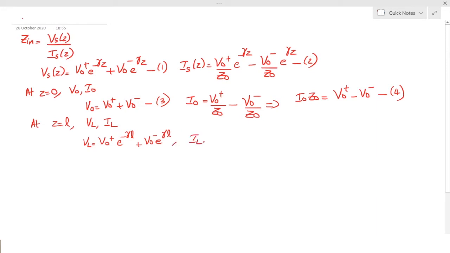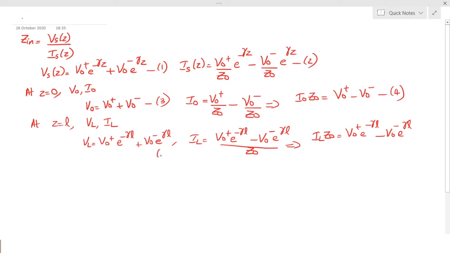And IL is equal to (V0 plus e raised to minus gamma L minus V0 minus e raised to gamma L) by Z naught. That is, IL Z naught is equal to V0 plus e raised to minus gamma L minus V0 minus e raised to gamma L. So you have these two equations, and now we are trying to calculate V0 plus and V0 minus in terms of VL, IL and Z naught. So let this be equation 5 and let this be equation 6.